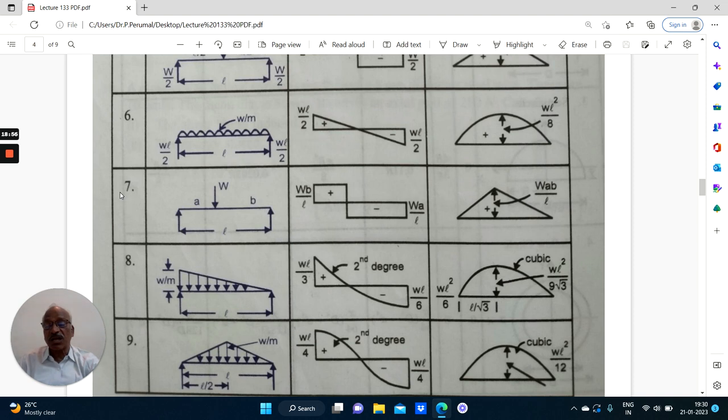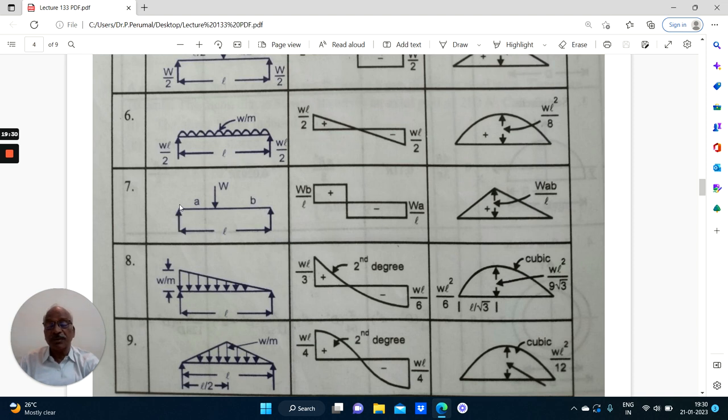If it is a non-central load, the reaction at the left support will be WB by L. Reaction at the right support will be WA by L. So, having discussed with a problem on a case with a number of loads, we can easily derive the value of RA. RA into L minus W into B equal to 0, or RA equal to WB by L. RB equal to WA by L. With this, we can draw the shear force diagram and bending moment.